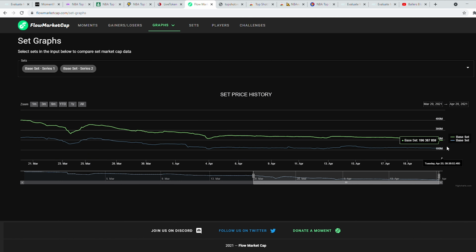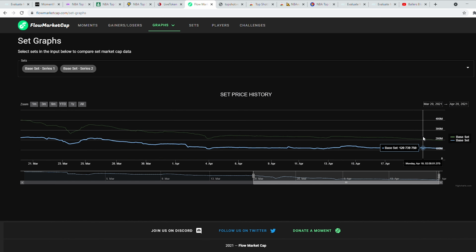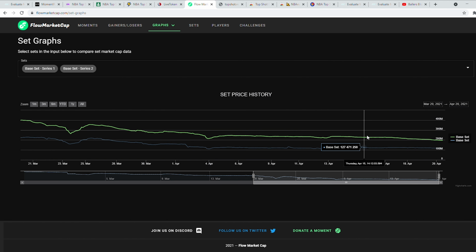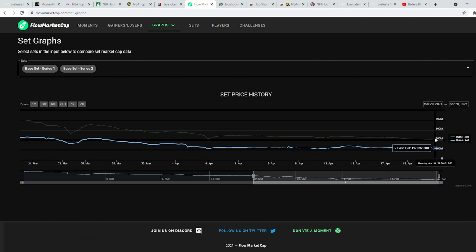Obviously, which one's which? I've actually got them mixed up. The green one is series 2 because there's more of them, so there's more dollars worth there. Whereas series 1, there's just less of them, less mints.